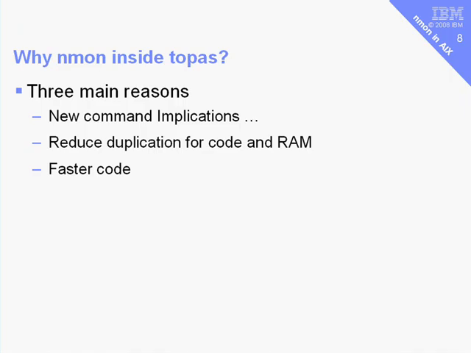It's also slightly faster. The topas command gets the data out of the AIX kernel using a kernel extension, where nmon, because it's a separate program, has to use an application programmer's interface, an API called libperfstat, and it turns out that it's actually faster to do it the topas way.